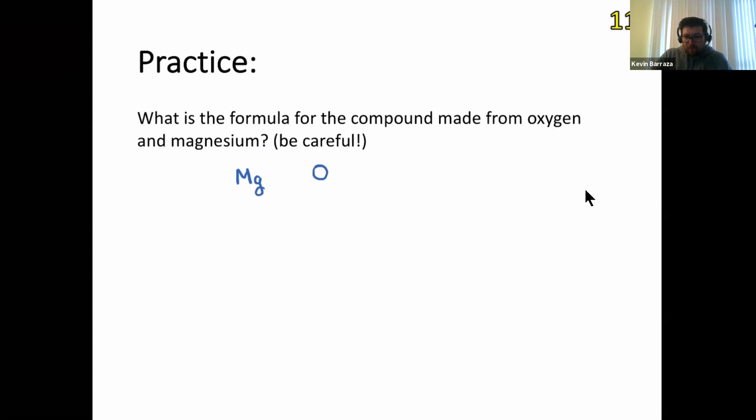Then we are going to write their charges. Magnesium, what charge does magnesium predictably make? 2+. What about oxygen? If this is tricky, go back to the periodic table. Remember, each column on the left and the right has a predictable charge. Magnesium is in the second column, so it's going to be a +2. This is going to be -2. And then we're going to crisscross them.